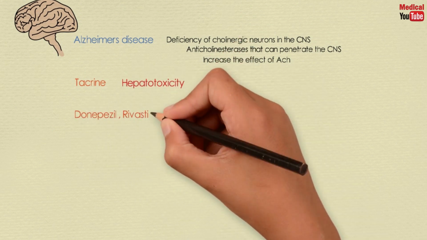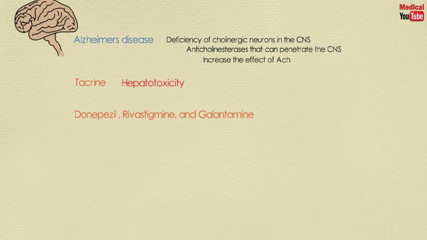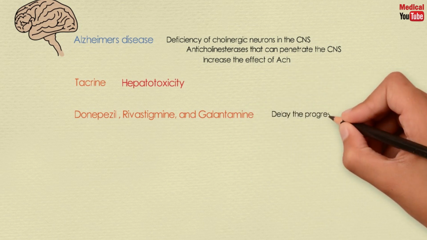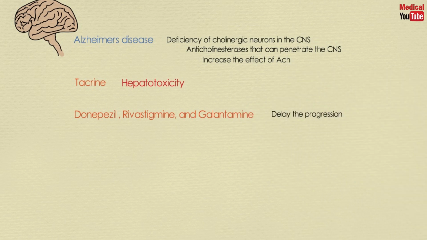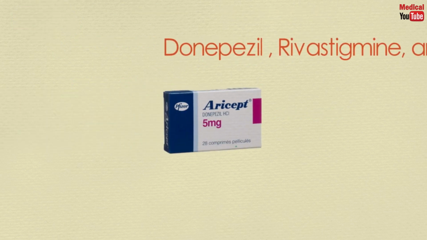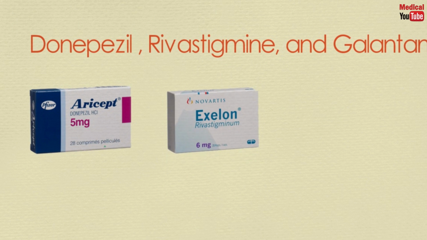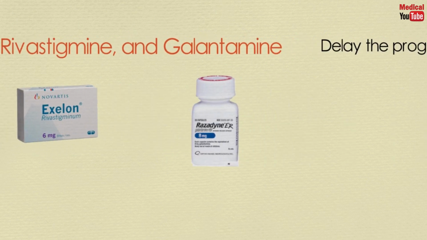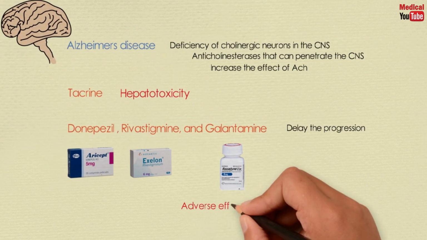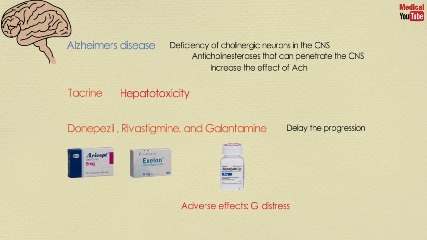Despite the ability of Donepezil, Rivastigmine, and Galantamine to delay the progression of Alzheimer's disease, none can stop its progression. They are available with the brand names, Aricept, Exelon, and Razadyne, respectively. GI distress is their primary adverse effect.